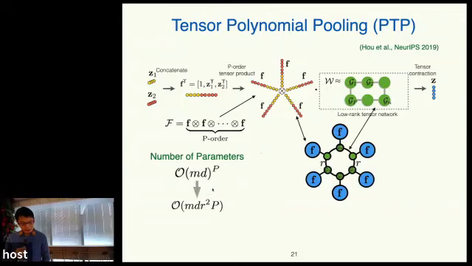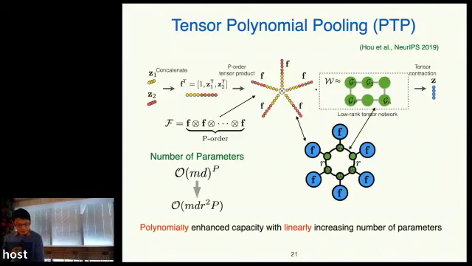Using the tensor network for W, one point is that the number of parameters can be dramatically reduced from exponential to linear scale. And the second, from the computational efficiency perspective, this is computed very efficiently because we don't need to compute this explicitly. We only need to compute each core tensor G1 with F, the contraction. Then we keep the tensor network structure from the beginning to the end.